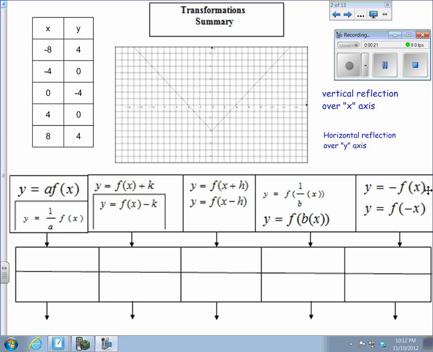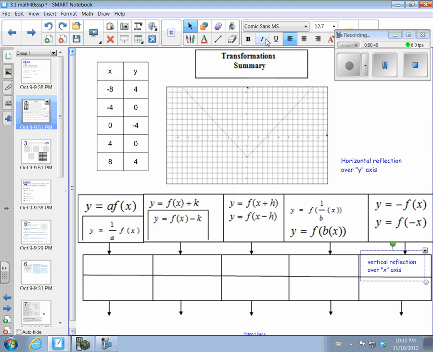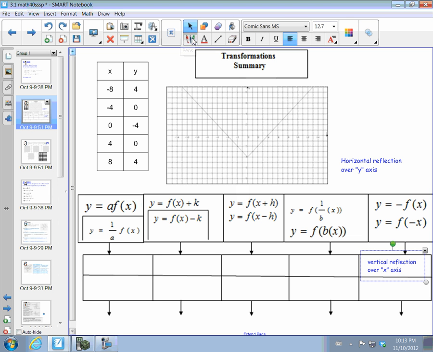Y equals negative f of x. Y equals negative f of x is what we're going to call a vertical reflection. We'll find out why that's a vertical reflection when we get started on the exercise. So in this box right here, write down vertical reflection. And where do we vertically reflect? If we're going to reflect a graph vertically, it needs to be reflected over the x-axis. So that rule ties itself to the first mapping rule, y equals negative f of x.